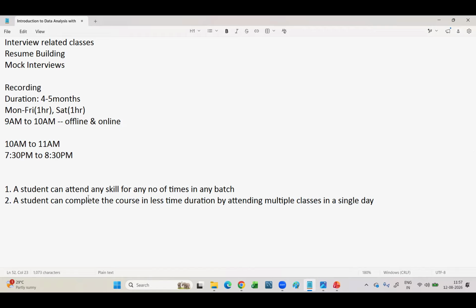We also have everyday doubt resolution sessions, daily 3 o'clock to 6 o'clock. You can consider that as practice sessions. Any questions you have, our support team will be there to clarify. Even I will be there to clarify.